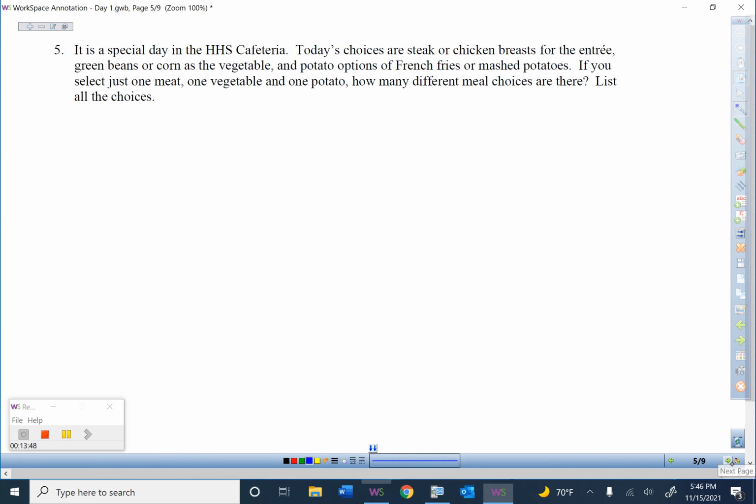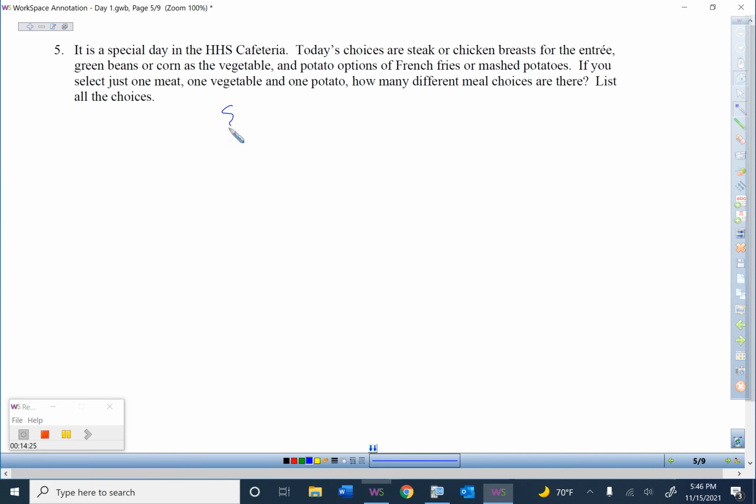Alright, the stuff that's new for today deals with the multiplication counting principle, and we're going to do it by hand first time, and then we'll be able to see a pattern. So it says, it's a special day at the cafeteria, and you have, as a meal choice, steak or chicken for your entree, green beans or corn as the vegetable, and potato options of french fries or mashed potatoes. We're going to choose one entree, one vegetable, and one potato to make a meal. And based on that, we want to list out all of the different choices to come up with how many different options there are for these meals.